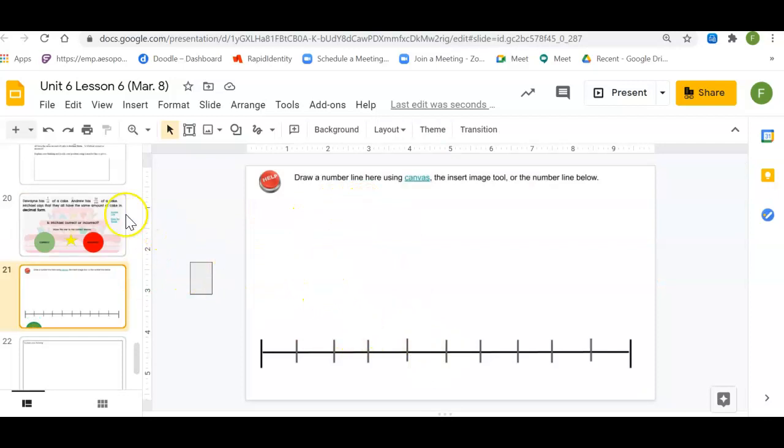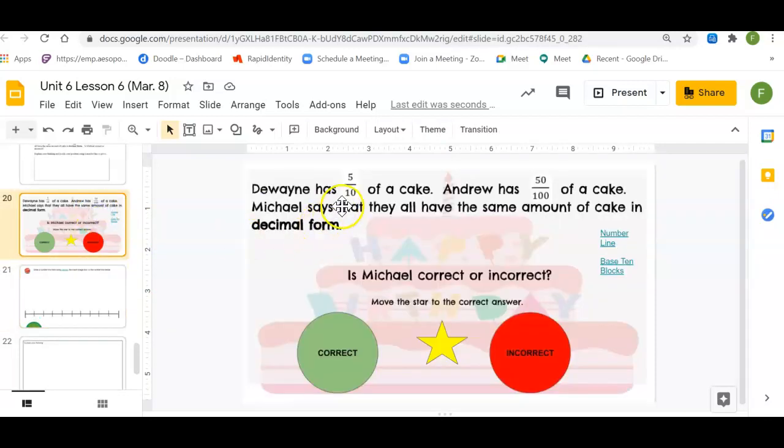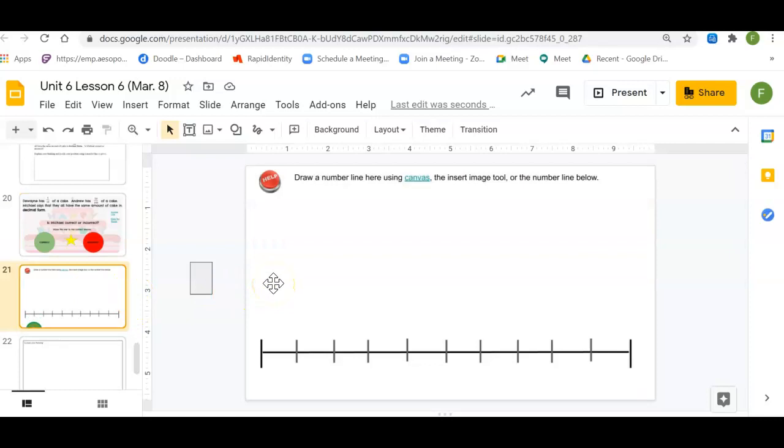I want you to draw a number line based off of the 5/10 and the 50 hundredths. I want you to be able to show that on the number line. So there's a couple different ways that you can do it. You can use the scribble tool to do that. Just come up here. So the number line is already there. So if you use the scribble tool, of course, remember you got to label it.